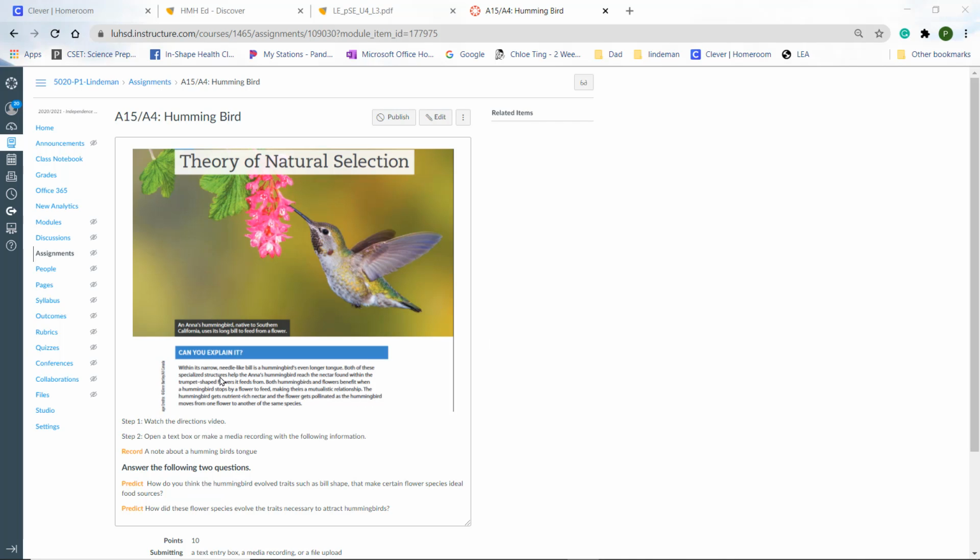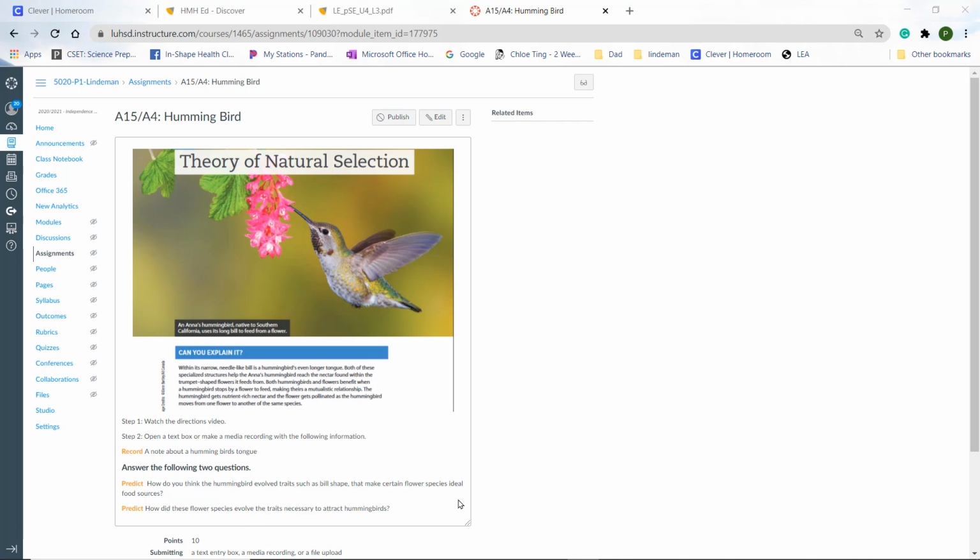So I'm going to read this excerpt, which is from your book. You are going to make a note about the hummingbird's tongue, and then you're going to answer these two questions. We have different ways you can do this. You can do this in the text box and the submit button. You can make a media recording of this, or you can do this on a Word document and then upload that file to me. So I'll be looking for a note and then these two questions answered.